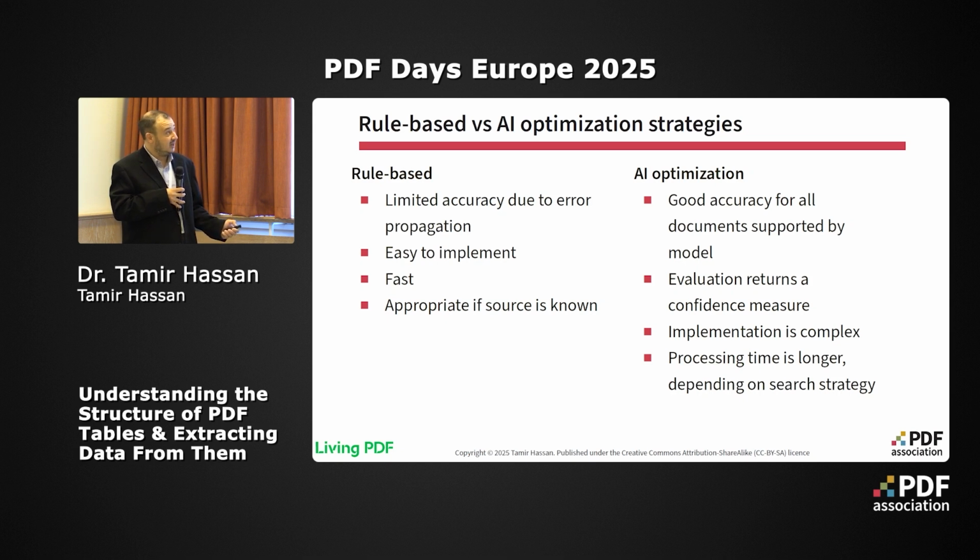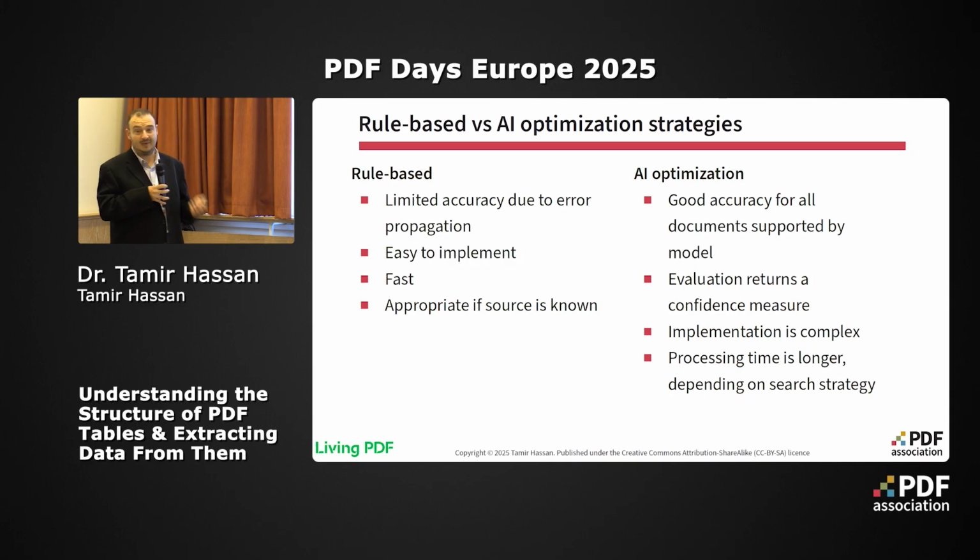The optimization, I've written here AI optimization. I realize nowadays the term is used differently. I mean here an optimization algorithm to find the optimal solution according to certain metrics, which can work very well. It's complex to implement. We do have a confidence measure, so if we don't find the result, we at least can be pretty sure that we haven't found the result. And depending on the search strategy, it may take longer to process.